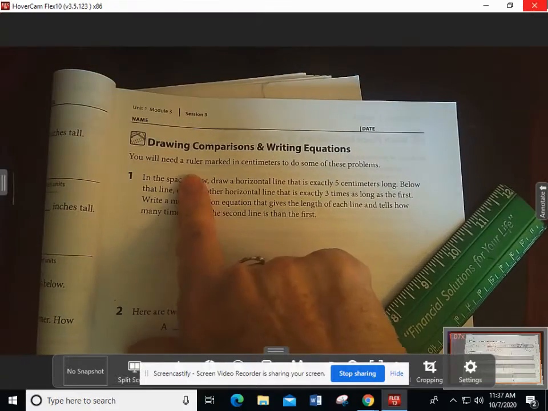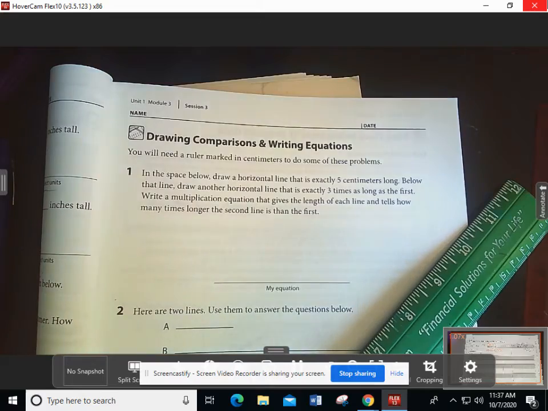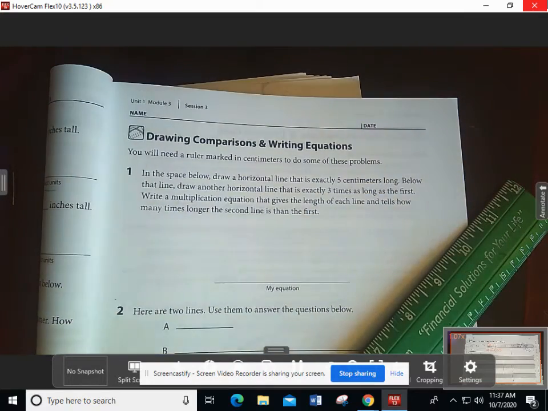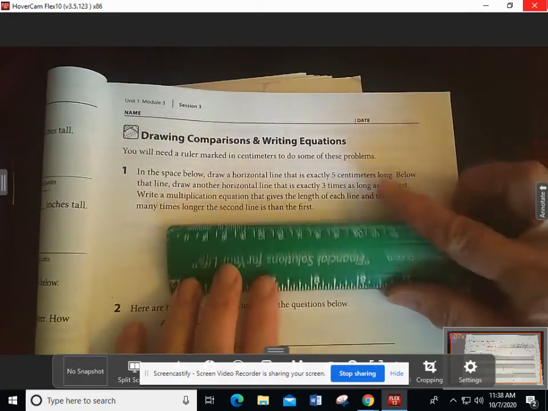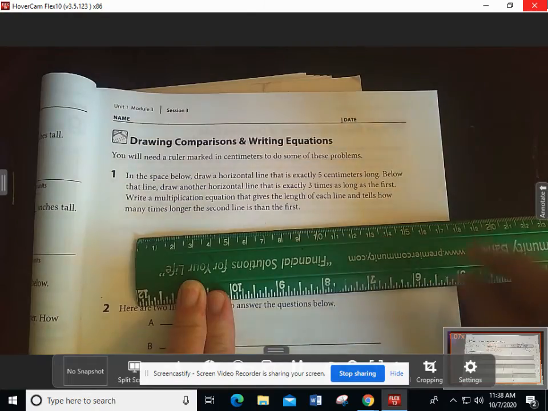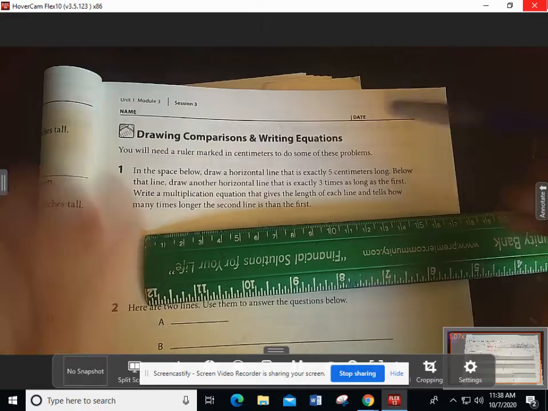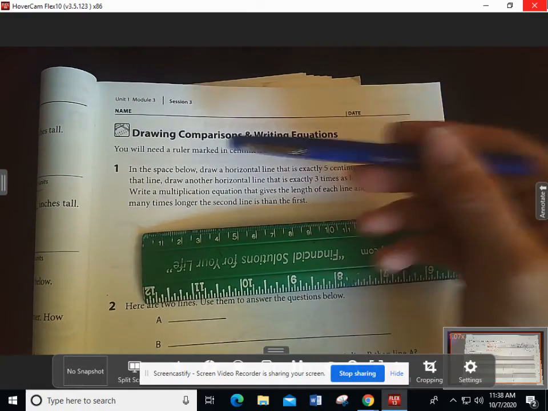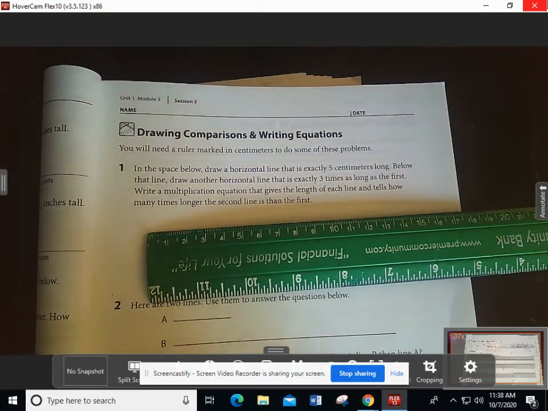You have to be aware of your ruler. Well, today it says that we need a ruler marked in centimeters so we can do some problems. We're going to work on this page, and then tomorrow we will show you the answers for pages 30 through 33. Since we need to use the centimeter side, we're looking at this side. Notice that the centimeters are much smaller than inches. So if I read this, it says, draw a horizontal line. That means a line that goes this way that is exactly 5 centimeters long.